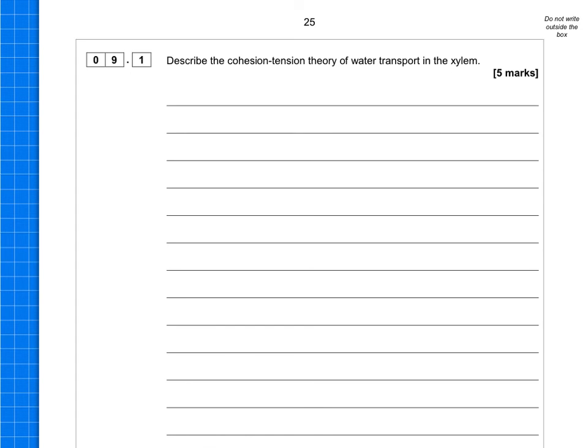On to the last question, and again in paper 2 there will be 2 5-mark questions. If you have done your revision, usually you can pick up most, if not all, of these types of marks, and you can go up a whole grade boundary with 10 marks. So it says, describe the cohesion tension theory of water transport in the xylem. So immediately you think it's mass transport in plants, cohesion tension theory, and off you go.